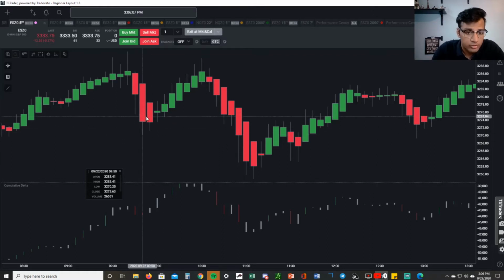And so all you're doing is entering at the low of the candle once the candle closes. That's key. Wait for the candle to close. Don't rush your trade. You want to avoid these double top and double bottom situations.